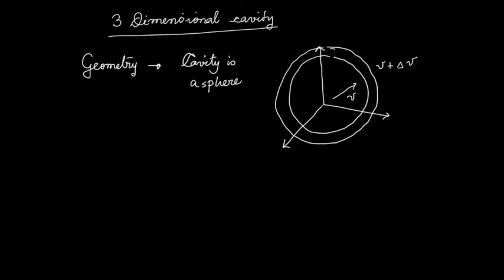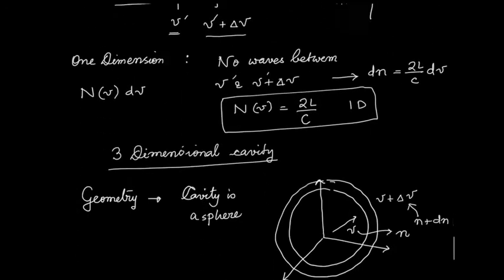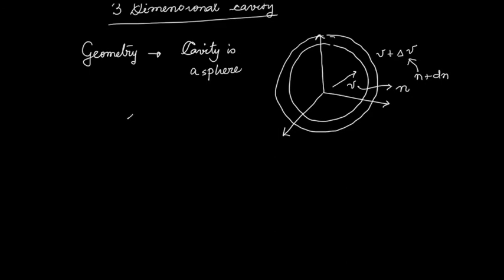Okay, and you know that corresponding to nu I can write n, and corresponding to nu plus d nu I can write n plus dn, because nu and n are just proportional to each other, and the number of modes that will fit in is the area of this annulus region in terms of n, so it is 4 pi n squared dn. This you can directly get from your annulus area example in the spherical polar coordinates.